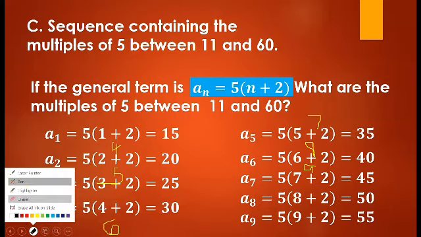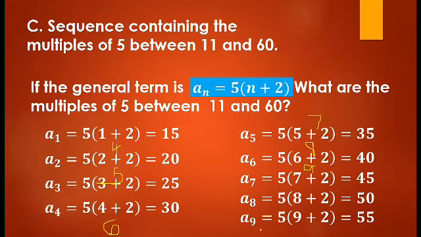Okay, for the ninth term, we have a sub 9 equals 5 times 9 plus 2. 9 plus 2 is 11, and 11 times 5 is 55. So, these numbers are the sequence of multiples of 5 between 11 and 60. Okay, 15, 20, 25, 30, 35, 40, 45, 50, and 55.